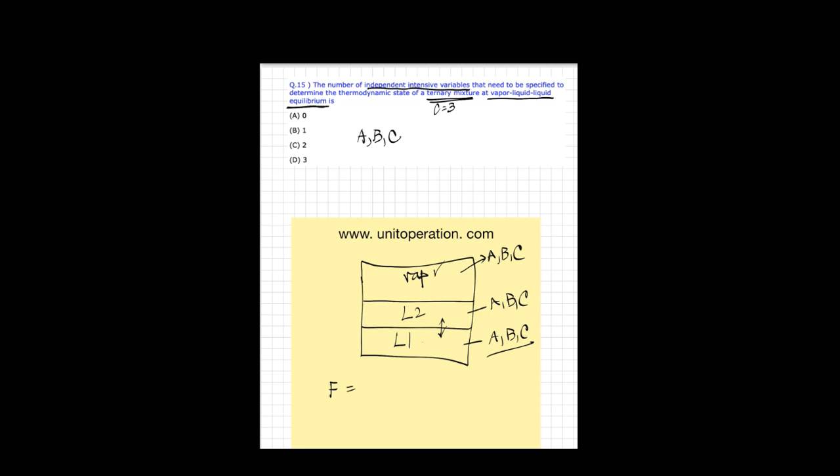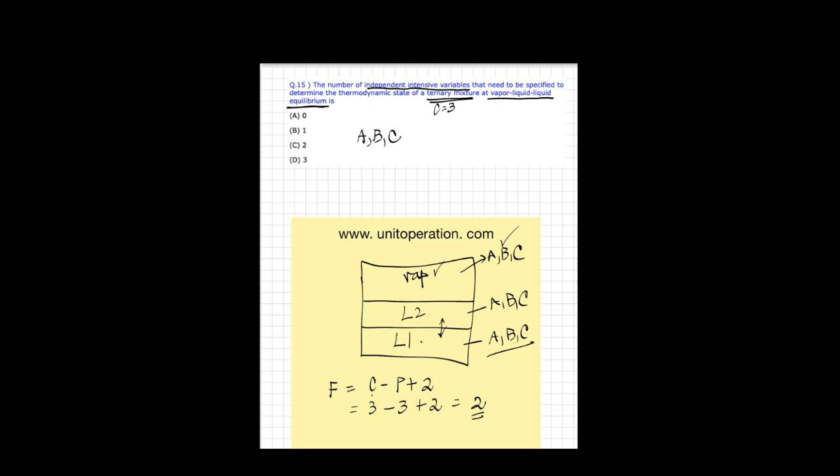So this is a very simple problem. We apply the Gibbs phase rule, C minus P plus 2. Here the number of components is 3, A, B and C. Phases is 3. We have 3 phases, L1, L2 and the vapor, plus 2. So that makes it 2.